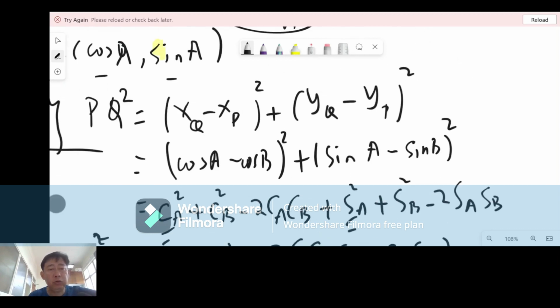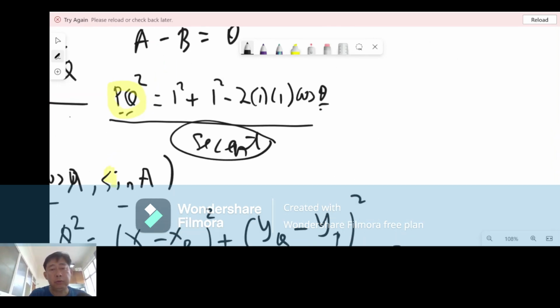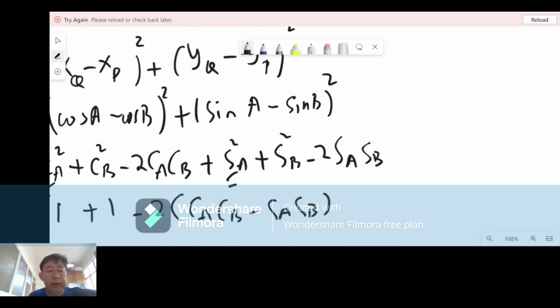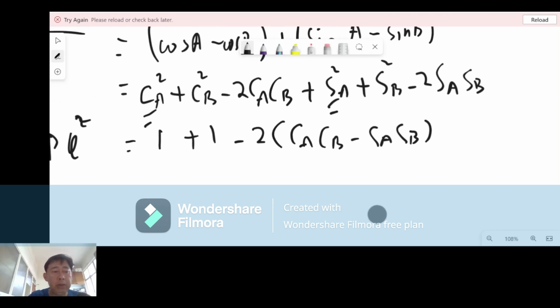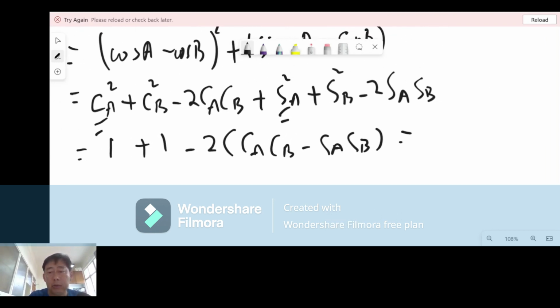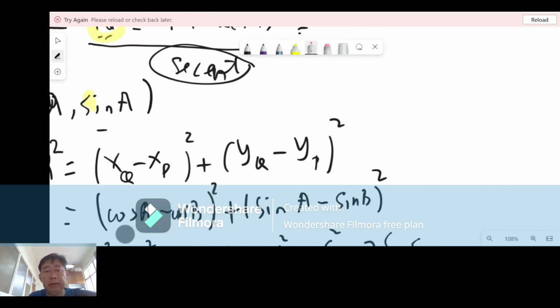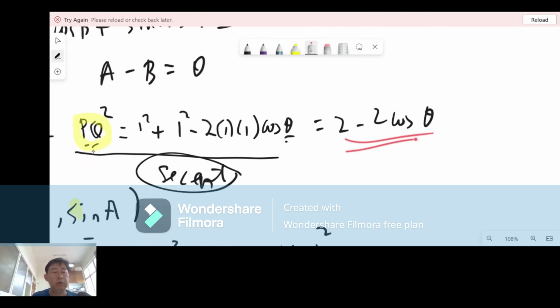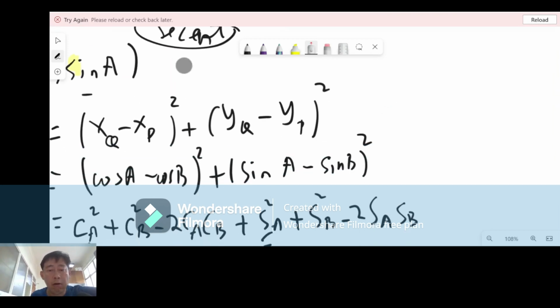And what is PQ squared? According to the relationship that is written down based on the law of cosines, it is just 2 minus 2 cos theta. So I'll now equate this PQ squared to 2 minus 2 cos theta. This is nothing but the expression that I wrote down by using the law of cosines.